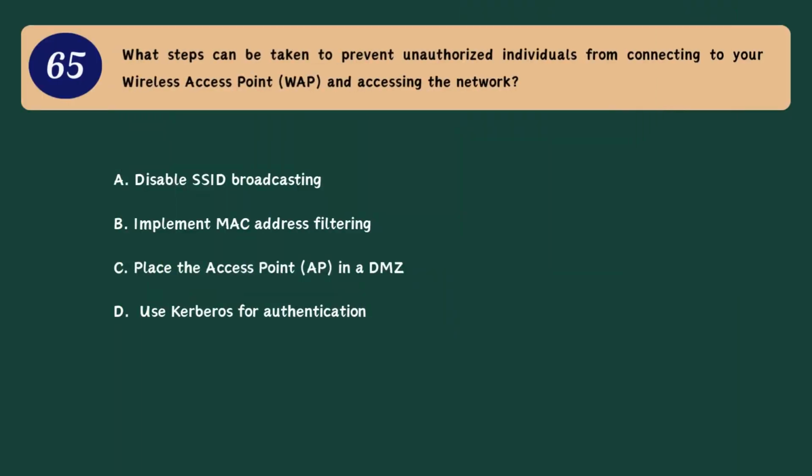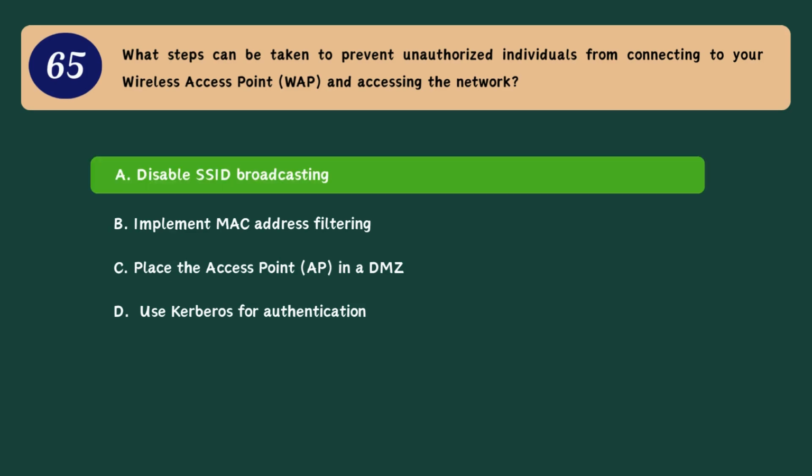Question 65. What steps can be taken to prevent unauthorized individuals from connecting to your wireless access point and accessing the network? A. Disable SSID broadcasting. B. Implement MAC address filtering. C. Place the access point in a DMZ. D. Use Kerberos for authentication. Correct answer. A. Disable SSID broadcasting.